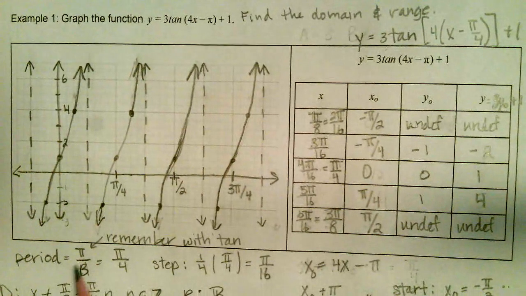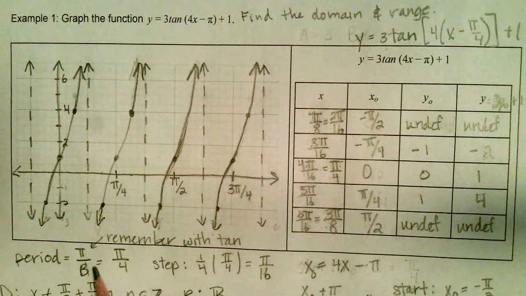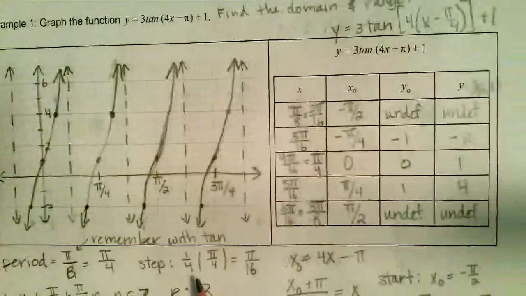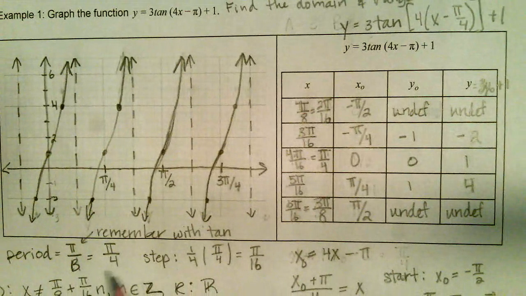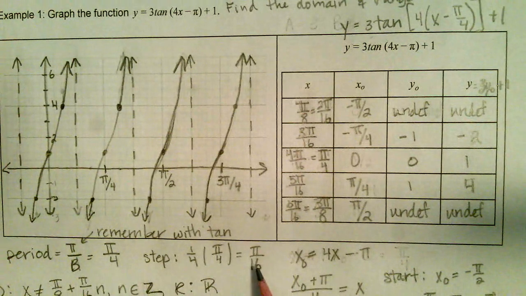Couple things are different with tangent from sine and cosine. First of all, when you find your period, this time it's pi over b. So you need to remember with tan that our period is pi instead of 2 pi. My b here was 4. So my period, I should repeat every pi over 4 units. Okay, my step is still a quarter of my period, so it became pi over 16.